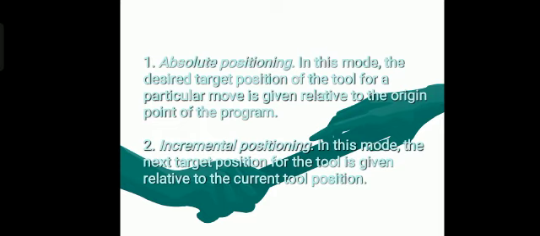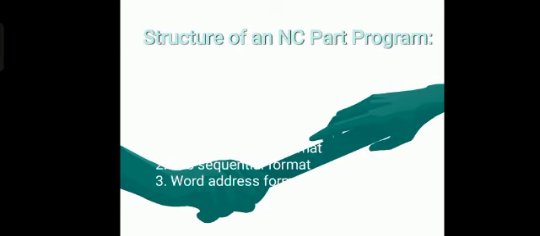What is meant by absolute positioning? In this mode, the desired target position of the tool for a particular move is given relative to the origin point of the program. Incremental positioning: in this mode, the next target position for the tool is given relative to the current tool position.